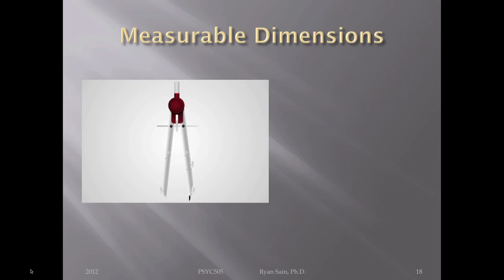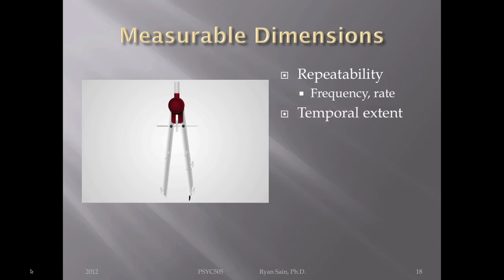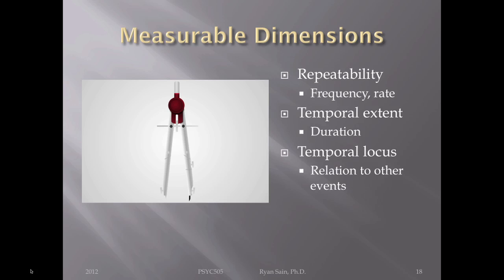What are the measurable dimensions of behavior? This should pretty much be all review for most of us here. Repeatability is a measurable definition, in other words, frequency. Frequency is how often something occurs. Rate is how often something occurs over a period of time. So rate is frequency data combined with time. Temporal extent: how long does this behavior occur? In other words, duration. Temporal locus: what's its relation to other events? Again, ABC analysis, that's what we're after. So those are the types of things we can measure about behavior.